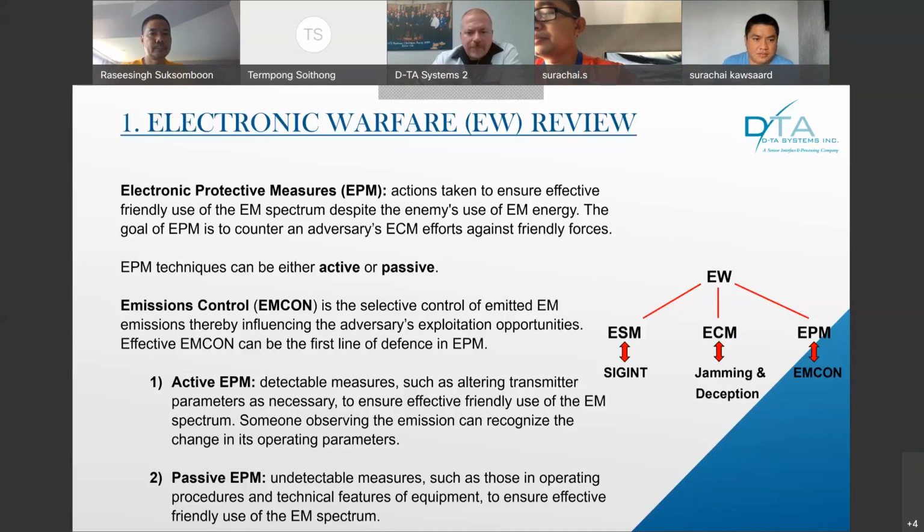Active EPM uses detectable measures, such as altering transmitter parameters as necessary to ensure effective friendly use of the EM spectrum. Someone observing the emission can recognize the change in its operating parameters. So frequency hopping would be an example of this. Passive EPM uses undetectable measures, such as those in operating procedures and technical features of equipment, to ensure effective friendly use of the EM spectrum.